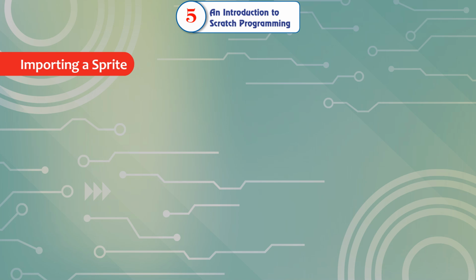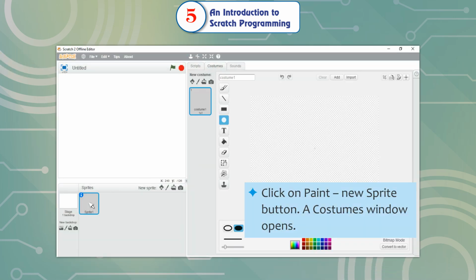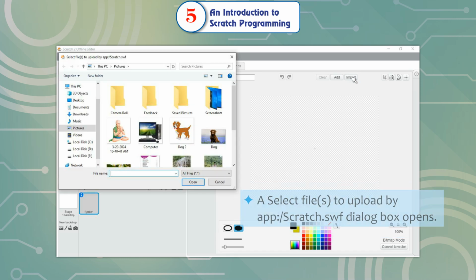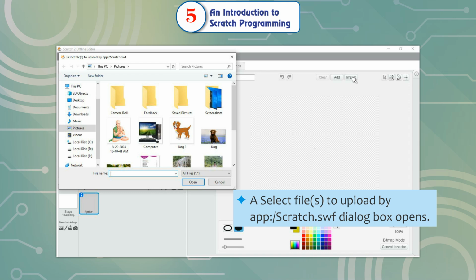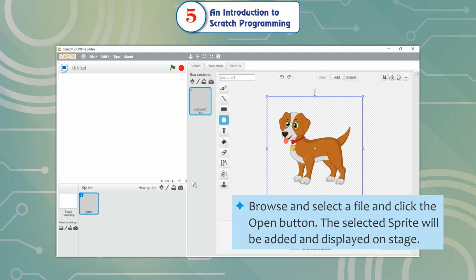Importing a sprite. Click on the Paint New Sprite button. A costumes window opens. Click on the Import button. Select Files to upload by app. The scratch.swf dialog box opens. Browse and select a file and click the Open button. The selected sprite will be added and displayed on the stage.